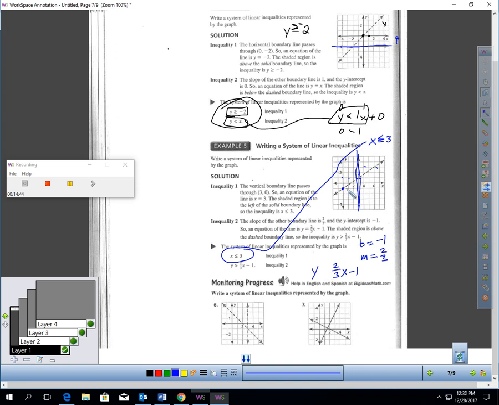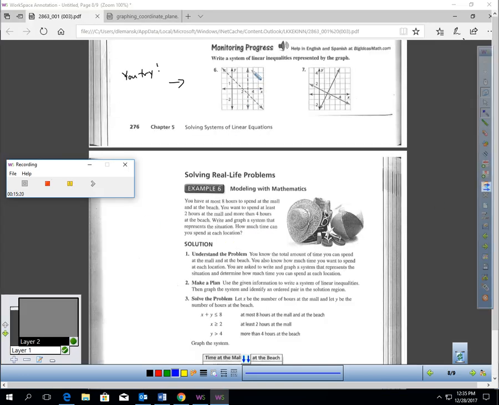Now I just need the proper symbol. I'm shading above this, and you notice it's a dotted line, so my symbol has to be a less than or a greater than. Let's see which one it is. If I plug in 0, 0, it's got to be a true statement. If I put 0 in here and a 0 in here, I get 0 and negative 1. 0 would definitely be greater than negative 1. That's why you have the greater than symbol. There is the system. What I would like you to do is pause the video and you can try numbers 6 and 7. Okay, I'm back here. So this vertical line would be x equals 3.